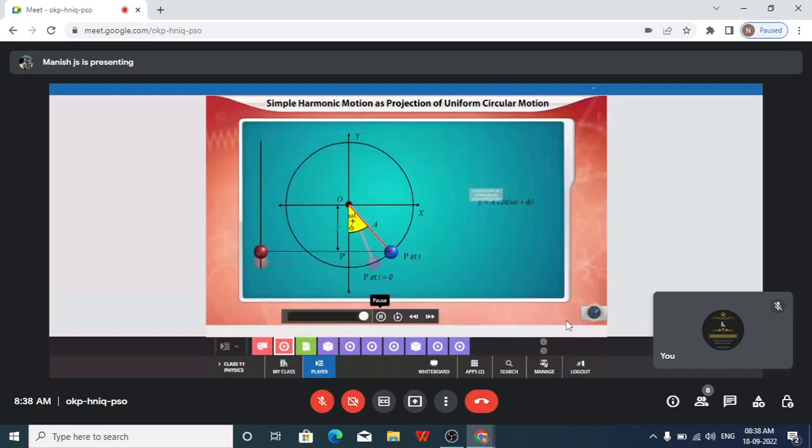This equation represents simple harmonic motion. You can express simple harmonic motion as a function of time, with omega t plus the angle phi. In time t, it will cover that angle phi plus omega t. So we can express the function as y is equal to a cos(omega t plus phi), because the bob keeps moving with respect to time.